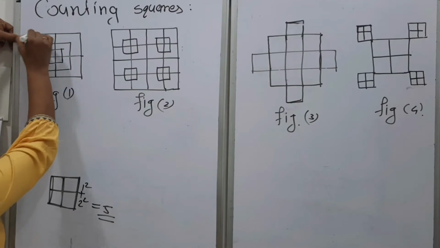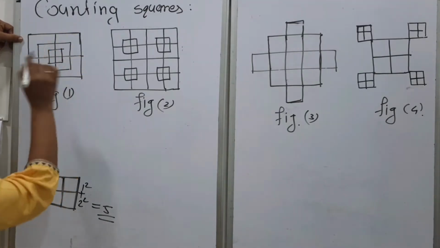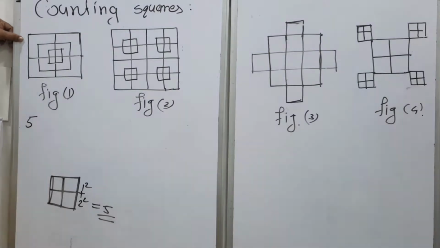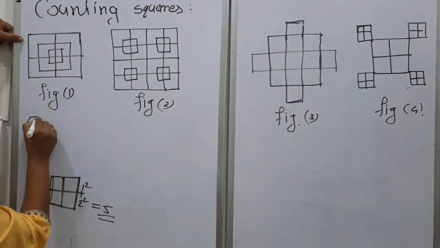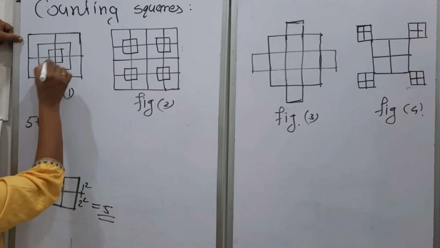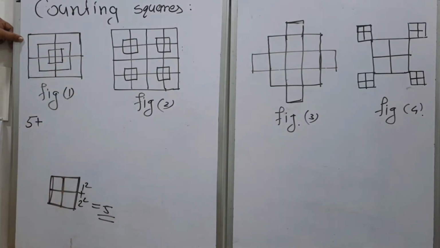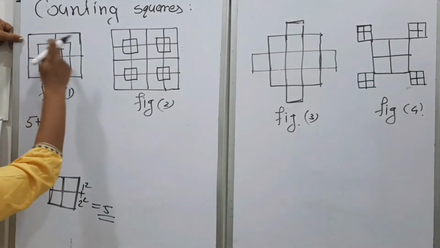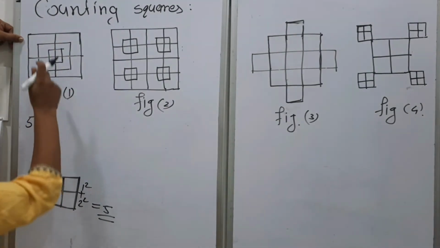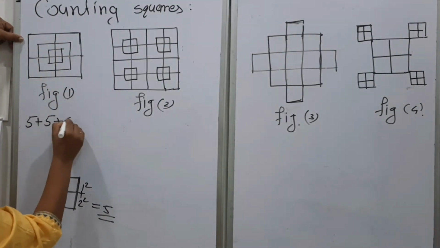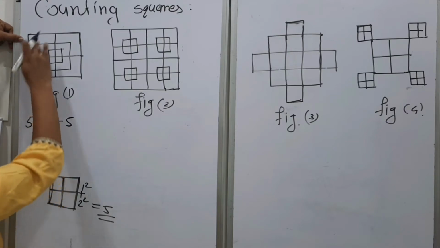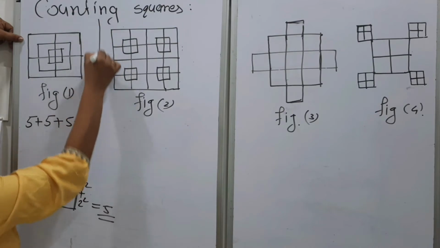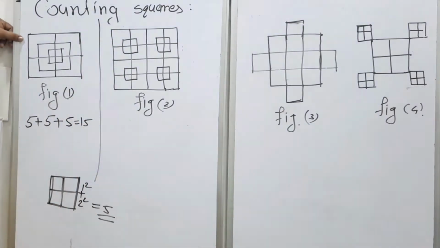Now this is the outermost square, and the plus sign means 5 squares are there. Now inside, one more square is there and again a plus sign. The plus sign is common in all squares. So for the middle, 5 squares are there, and for the inner also 5 squares are there. It means in total there are 15 squares present.